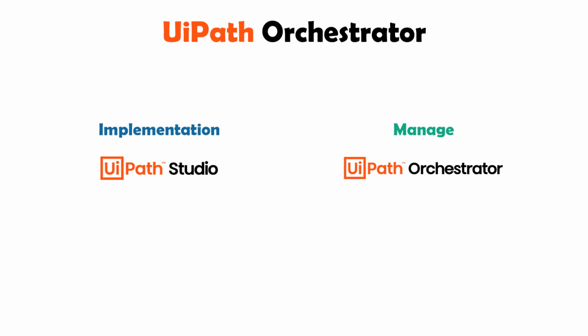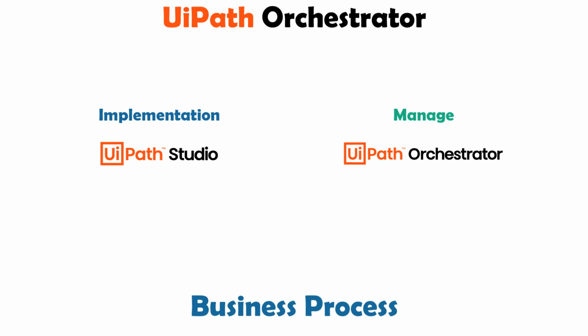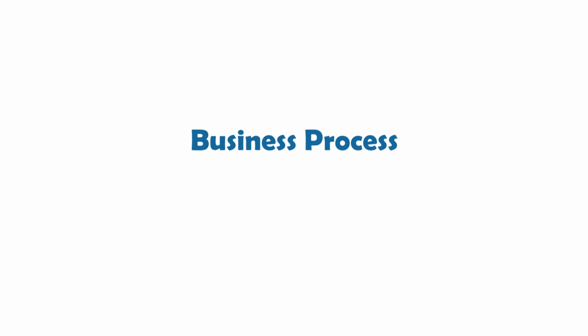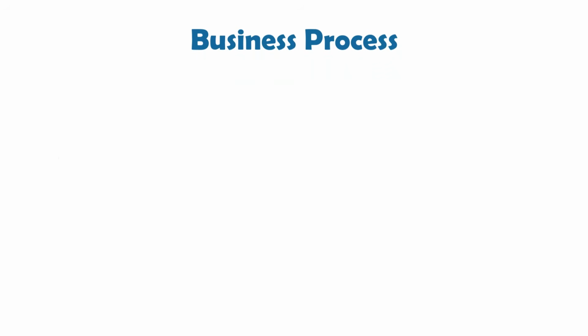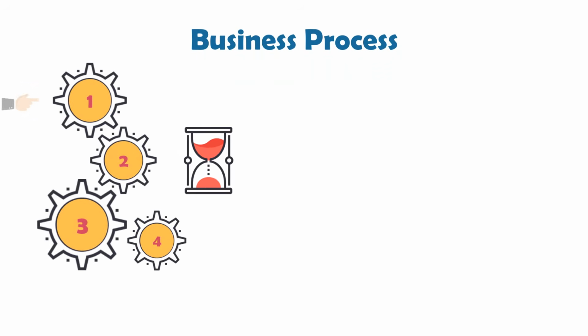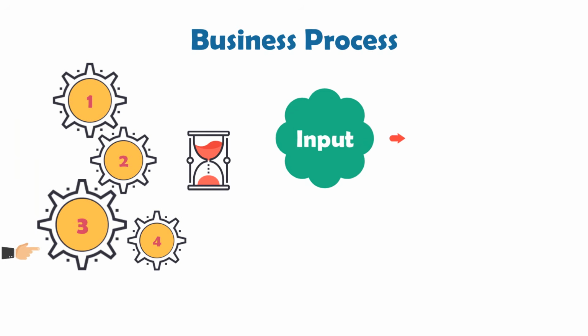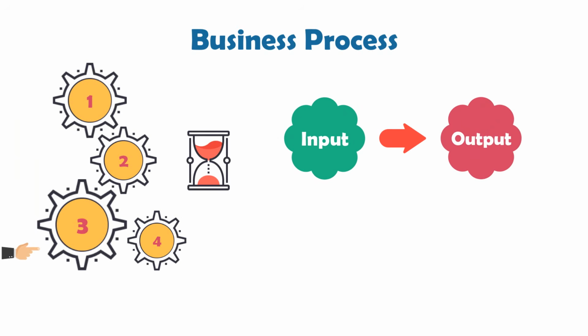I'm now going to talk about the Orchestrator content. What does each component mean? Let's first understand, what does a business process mean? A process consists of various steps that are to be carried out in a specific order, in order to convert an input into output. A process can be performed by humans, nature or machines using different resources.